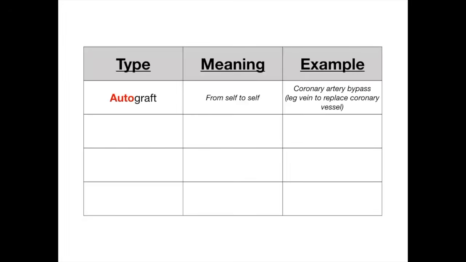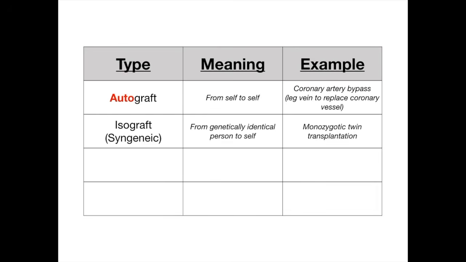So autograft is self-graft. You've got to know a little bit of English, a little bit of what these prefixes mean, to get this part right. But if you think about it, it's not that hard. The next type is isograft, sometimes referred to as syngeneic. This is from a genetically identical person to the self. This could be your monozygotic twin giving you something, like a kidney. Iso means equal, so this is from a genetically equal person to you.